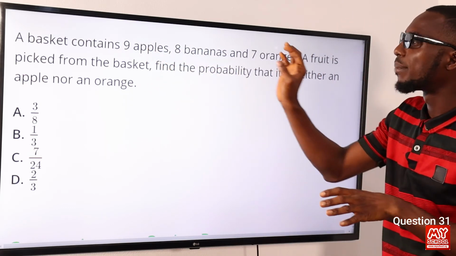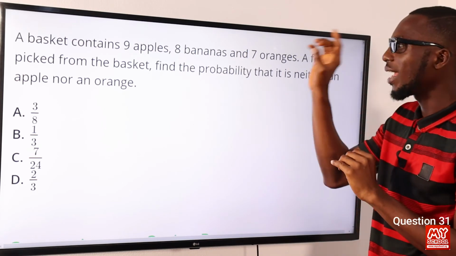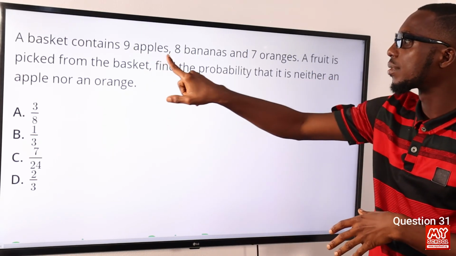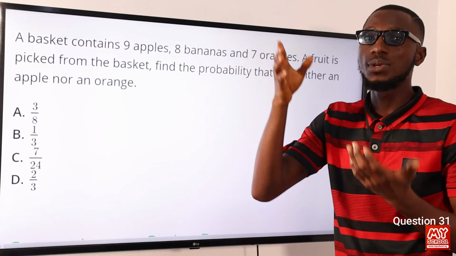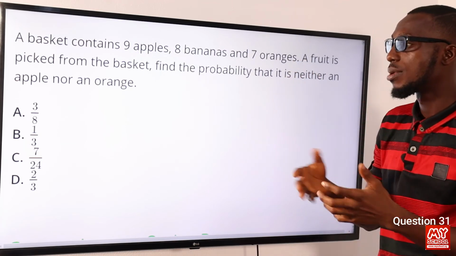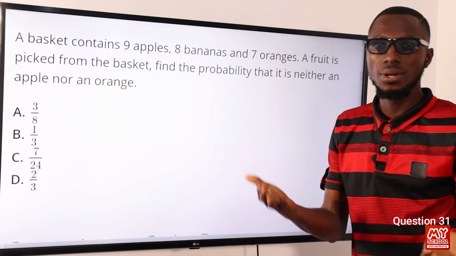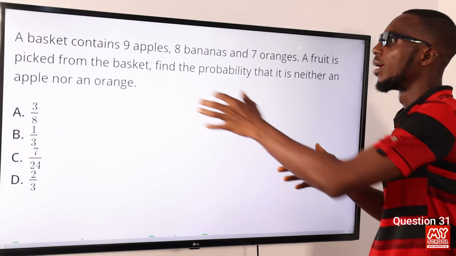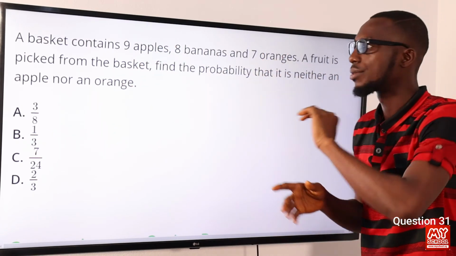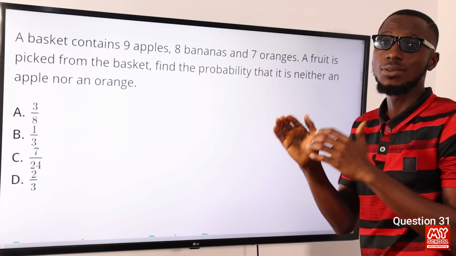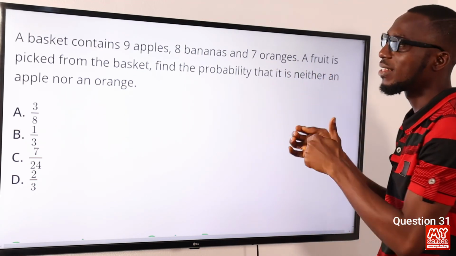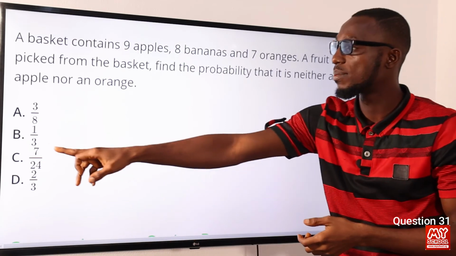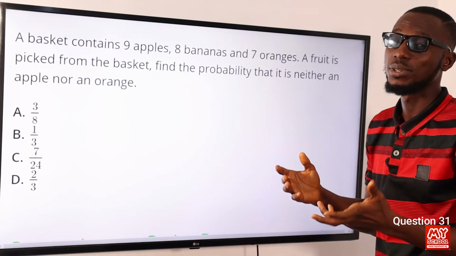So that means it's definitely going to be a banana. So it's going to be 8 over the total number of fruits. 9 plus 8, that is 17, plus 7, that is 24. So that makes 8 over 24, that is 1 over 3 if you break it down. So that is option B. Or you can use the other way. We are saying it is not going to be an apple or an orange, so that will be 9 plus 7, that is 16 over 24. So you will say 1 minus 16 over 24 still gives you 8 over 24, and that still comes back to 1 over 3. So the correct option is option B, for 1 over 3.